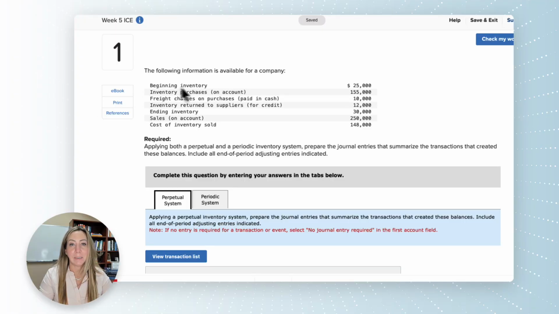Let's work through an example of inventory transactions now that we know the difference between a perpetual and a periodic system. This exercise gives us beginning inventory of 25,000, and then there are some inventory purchases as well as some freight. We've returned some inventory to suppliers for a full refund, and we have counted the ending inventory at $30,000. We've made some sales of $250, and those sales were for inventory that originally cost $148.